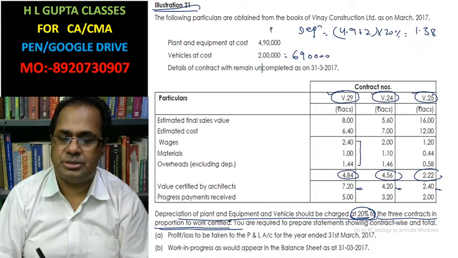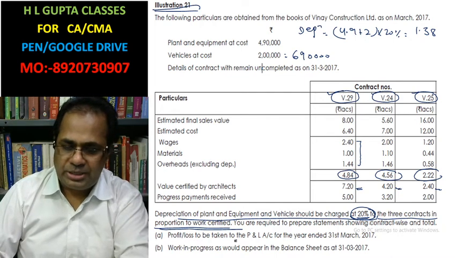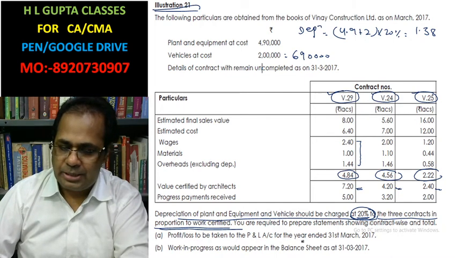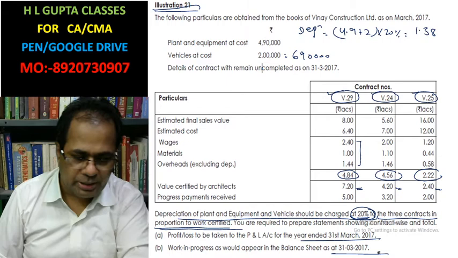That information is given. Okay, look at the profit and loss to be taken. The profit and loss account is ended this March. Work in progress would appear in the balance sheet. Okay, now.